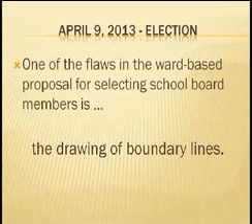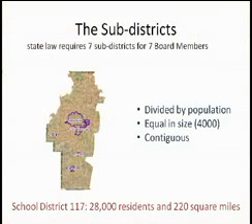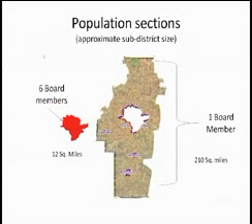One of the major flaws in the ward-based proposal for selecting school board members is the drawing of boundary lines. By law, there must be 7 sub-districts or wards of equal population, about 4,000 in each ward for our school system, and the lines must be contiguous. Our school district has 28,000 residents and covers about 220 square miles.